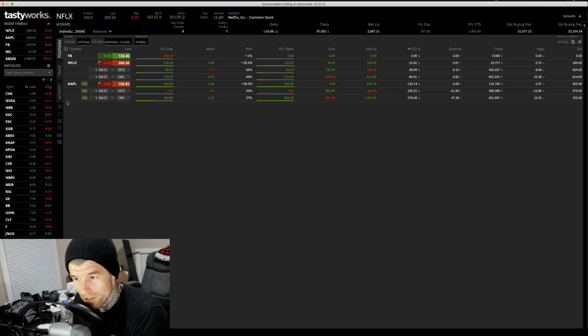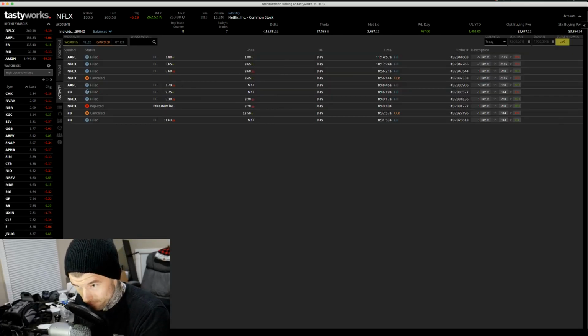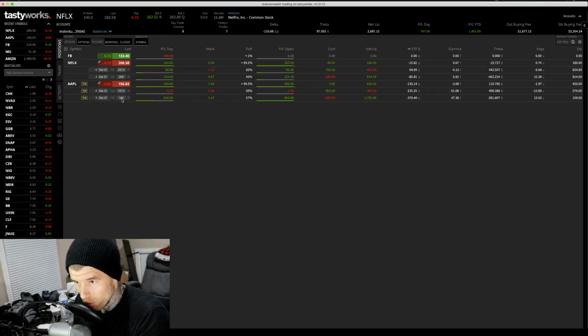So if I purchase 5 Apple puts like I did here, I purchased them for $1.79. That was my debit spread. I purchased them as straight single puts. I wanted it to go down to 160. I purchased 5 160 puts, and then I put a cover out for 157.50.